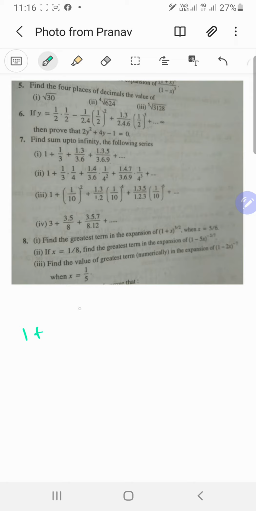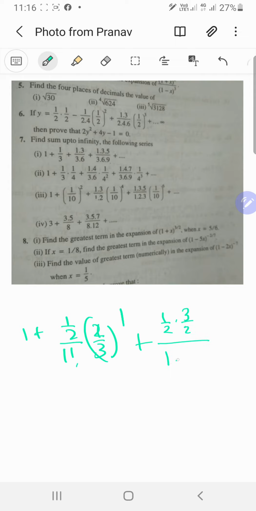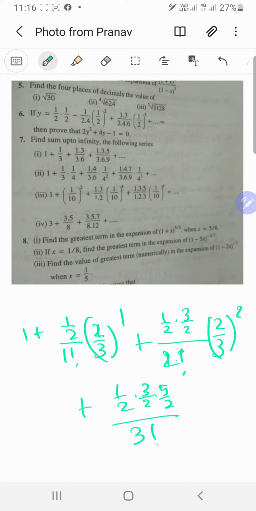So it should be something like the following. 1, and then you got 1 by 2 over there, and this thing upon 1 factorial, and then 2 by 3 raised to the first power. And then plus you're going to have 1 upon 2 and then 3 upon 2, that thing upon 1 into 2, which is 2 factorial, and then 2 by 3 raised to the second power. Then similarly you will have 1 by 2, 3 by 2, and 5 by 2 upon 3 factorial, and 2 by 3 raised to the third power, and so on.